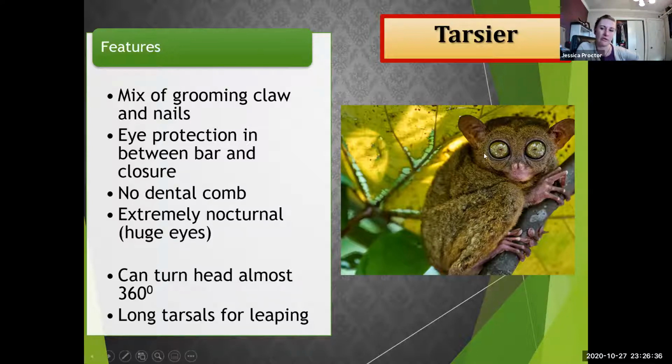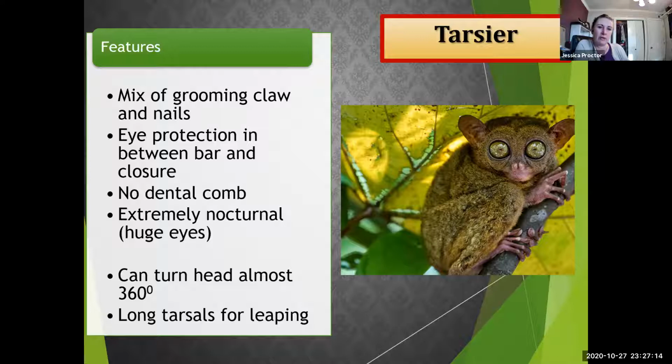A tarsier is predominantly nocturnal, so their orbits are very large, allowing for enhanced vision at night. And they can also rotate their neck about 360 degrees. The tarsiers, where they got their name, have very large, very long tarsal bones. Thinking back to chapter 6, we know that tarsals are ankle bones. They essentially have extremely long tarsal bones that allow them to springboard off of branches. They do a type of locomotion called vertical clinging and leaping. They springboard off a branch and then leap out and grab onto another branch.